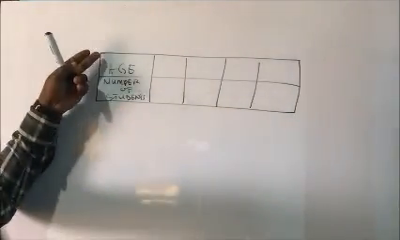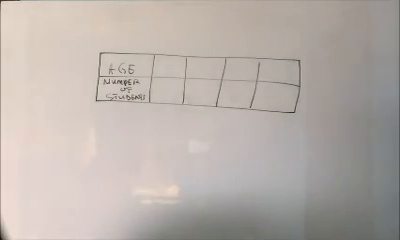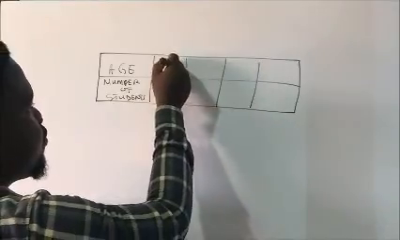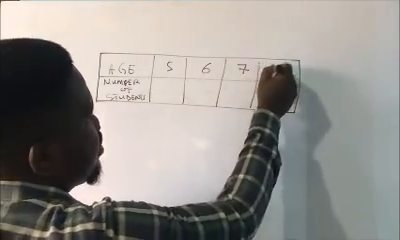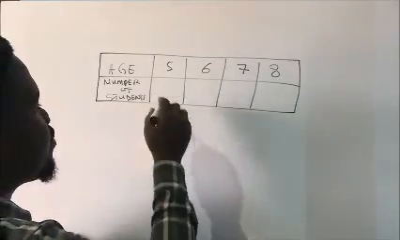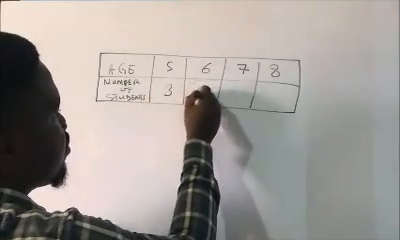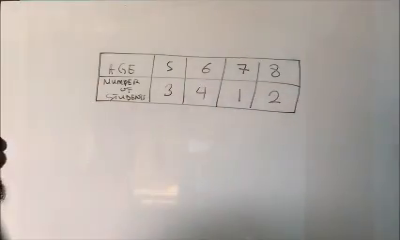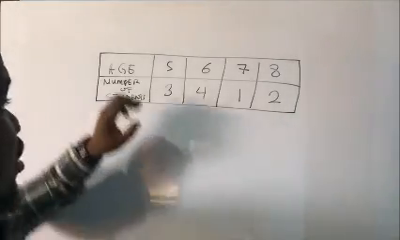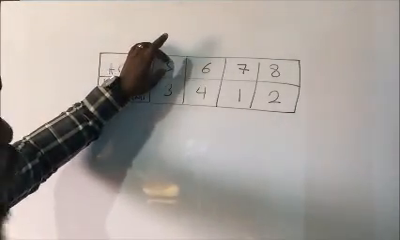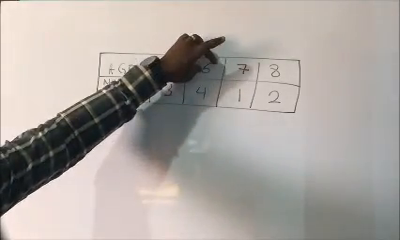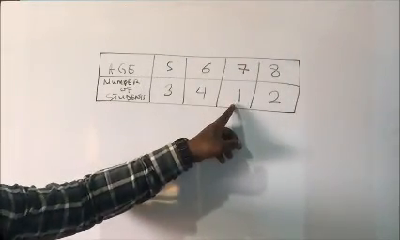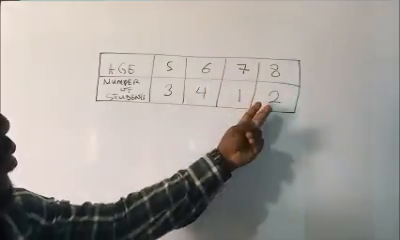Okay, so we have age and number of students. Ages 5, 6, 7, and 8. The number of students, we have 3, 4, 1, and 2. To interpret this data, it means the number of students who are 5 years old is 3. The number of students who are 6 years old is 4. The number of students who are 7 years old is 1. The number of students who are 8 years old is 2.